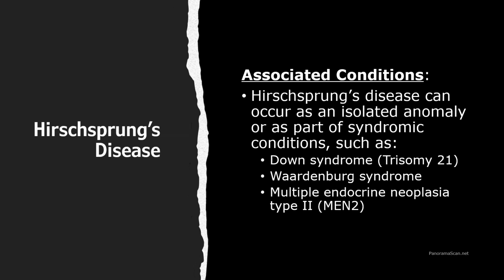Waardenburg syndrome, a condition that can cause hearing loss, changes in skin pigmentation, and other features, multiple endocrine neoplasia type 2, a genetic condition that leads to tumors in endocrine glands. Recognizing these associated conditions can be essential in managing Hirschsprung's disease, as it may affect the overall treatment plan and prognosis.